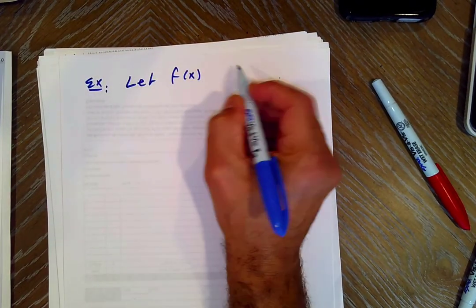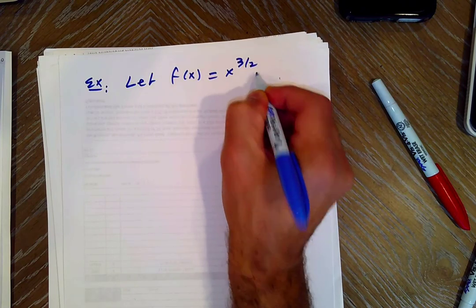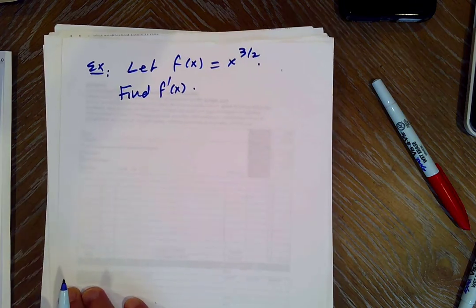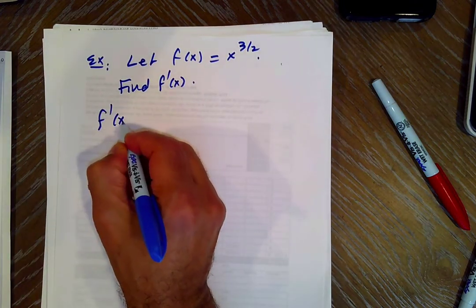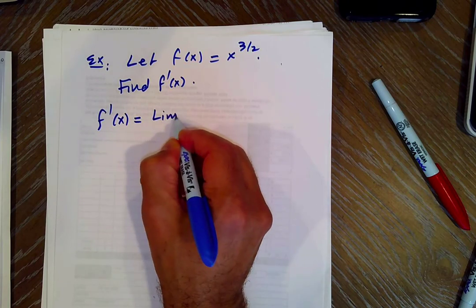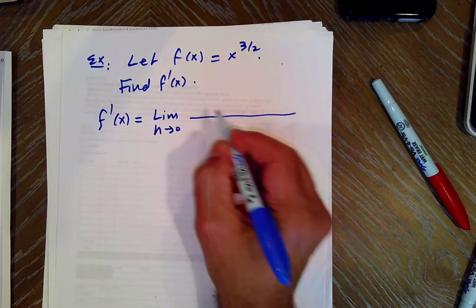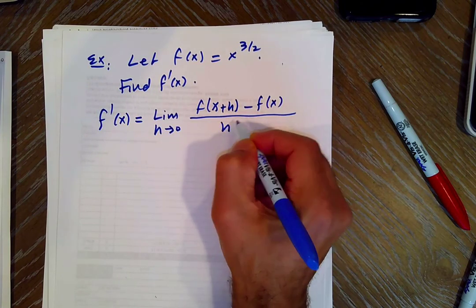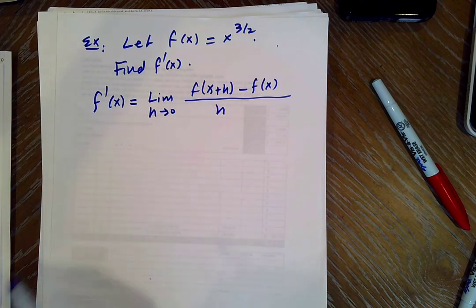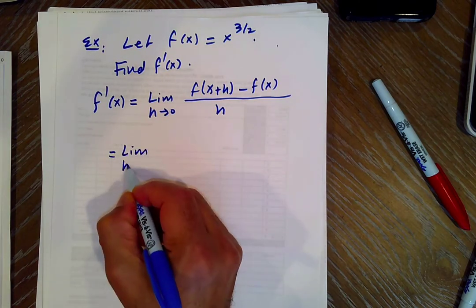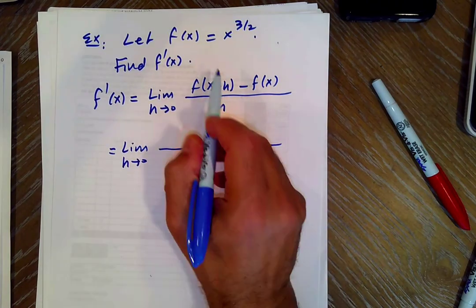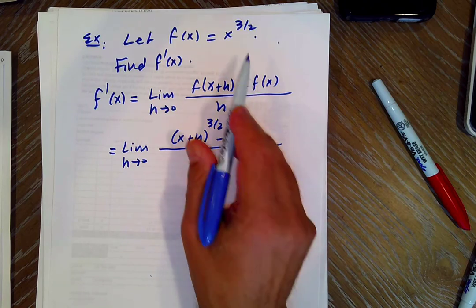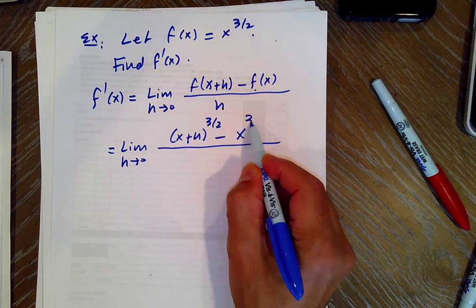F of x equals x to the 3/2. Find its derivative using the definition, okay? Using the definition, which is f prime of x equals the limit as h goes to 0, f of x plus h minus f of x all over h, which equals the limit as h goes to 0. We plug in x plus h, we get x plus h to the 3/2. We plug in x, so it's x to the 3/2 over h.